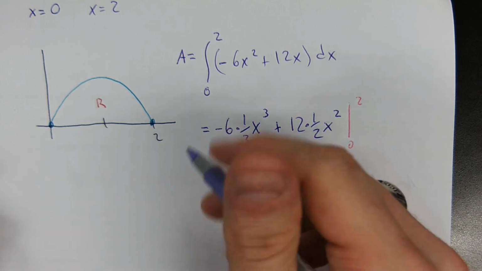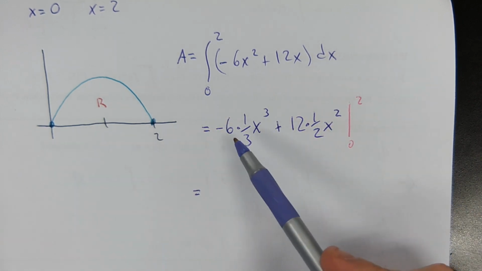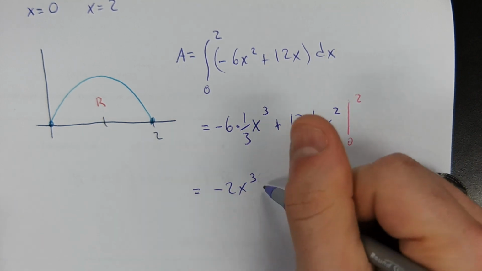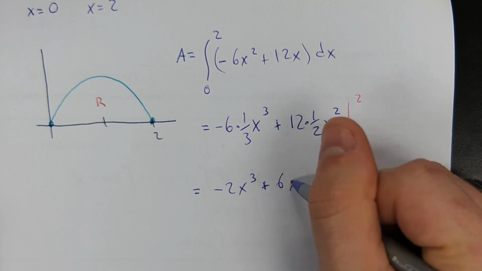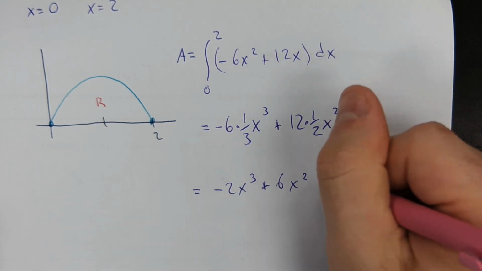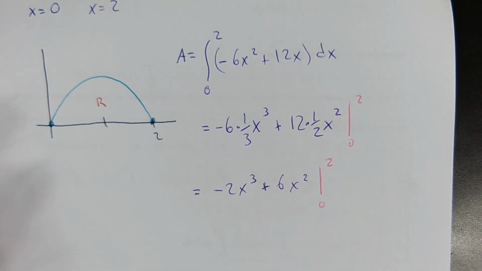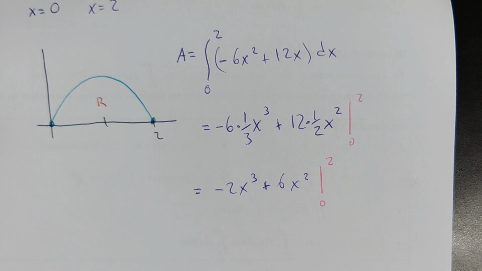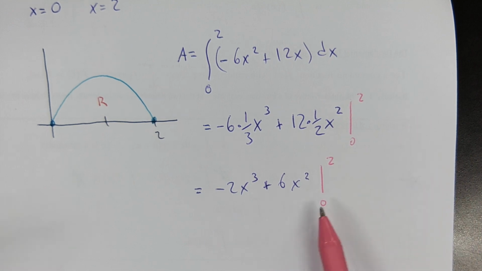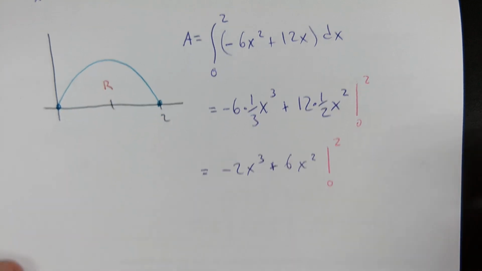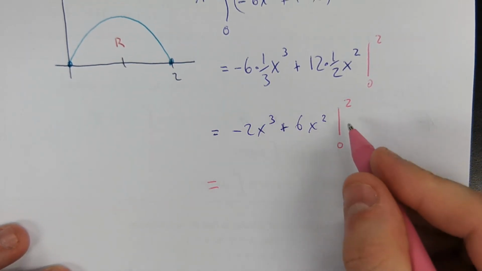So I'm just going to clean this up. Negative 6 over 3 is negative 2. And half of 12 is 6. There we are. Let me tell you why I love evaluating polynomials from 0 to anything. Because the 0 is always going to cancel. It's really nice. I really don't have a reason to plug 0 in. I'm just not going to bother, because I see that when I plug it in here and here, it's going to go to 0 either way. So this thing's area is strictly equal to what you get when you plug in the 2.